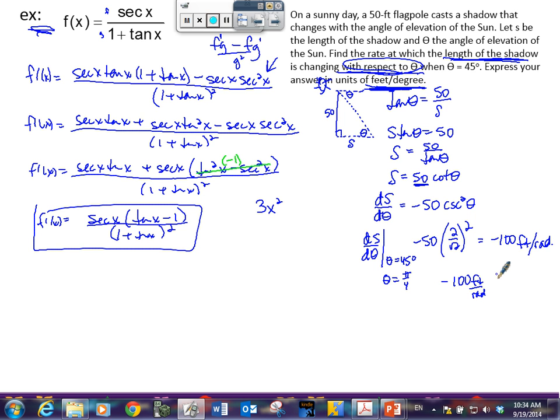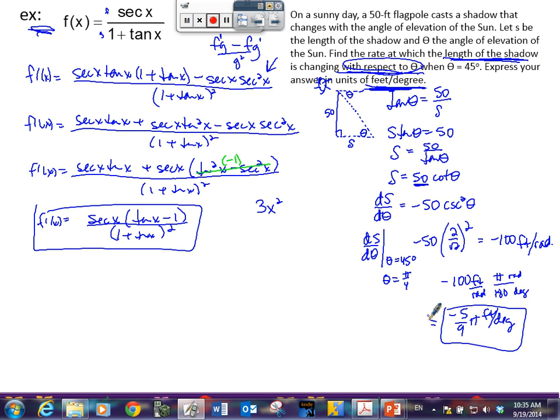And then we multiply by, remember, the radians over degrees? Remember that whole thing last year? I want the radians to go away, right? Don't I want the radians to go away? They're on the bottom. So I'm going to be left with negative 5 over 9 pi feet per degree.